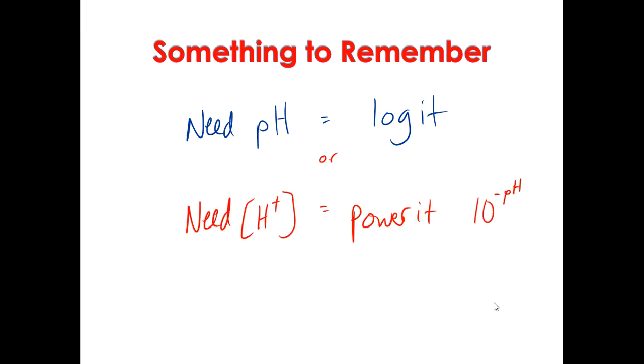What I did want to show you is something to remember. If you need a pH, P on a log, right? If you need a P, P on a log. Log it. If you've got the P, use it as a power to get to the actual hydrogen concentration. And whatever works for the H works for OH, right?